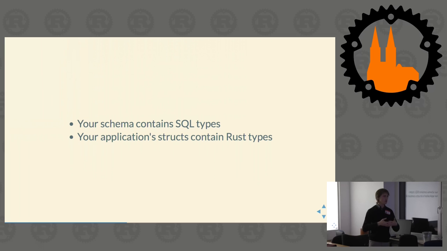Some examples are that you have a schema, maybe generated. And this schema is full of SQL types because it represents your database schema, which obviously uses SQL types. And then you yourself defined a structure like we have seen earlier, the to-do structure, which uses types you want to use, that is Rust types.